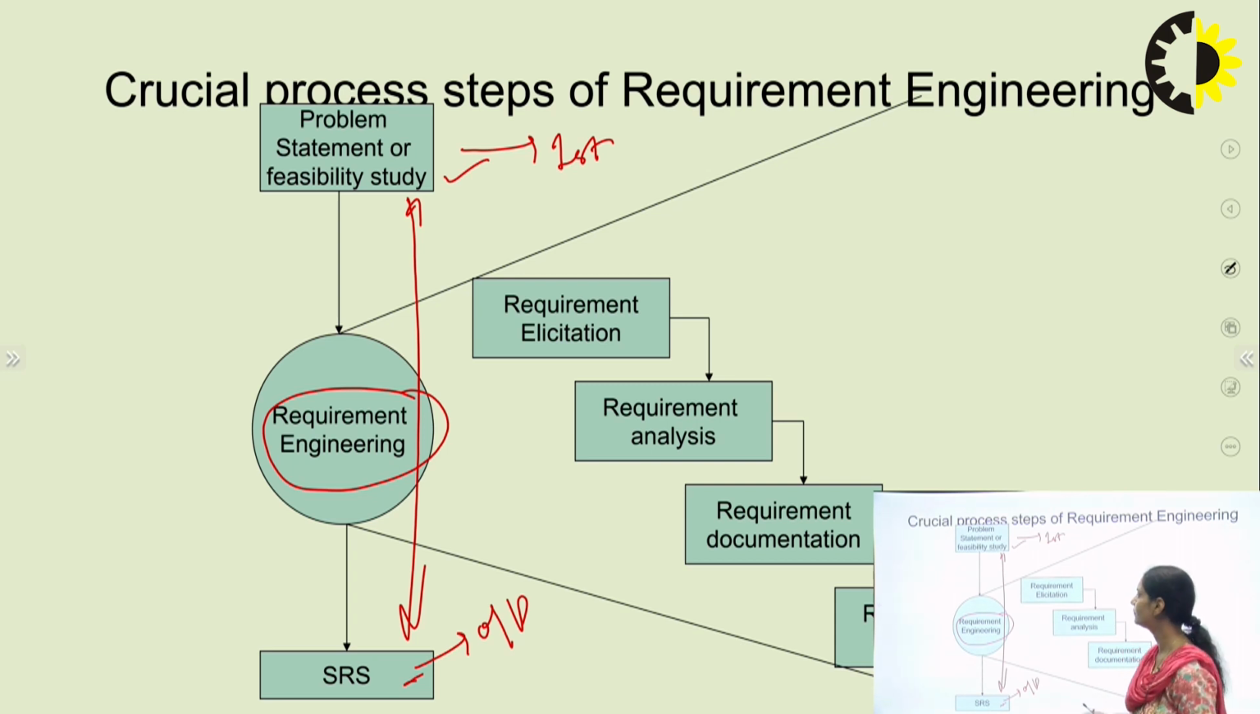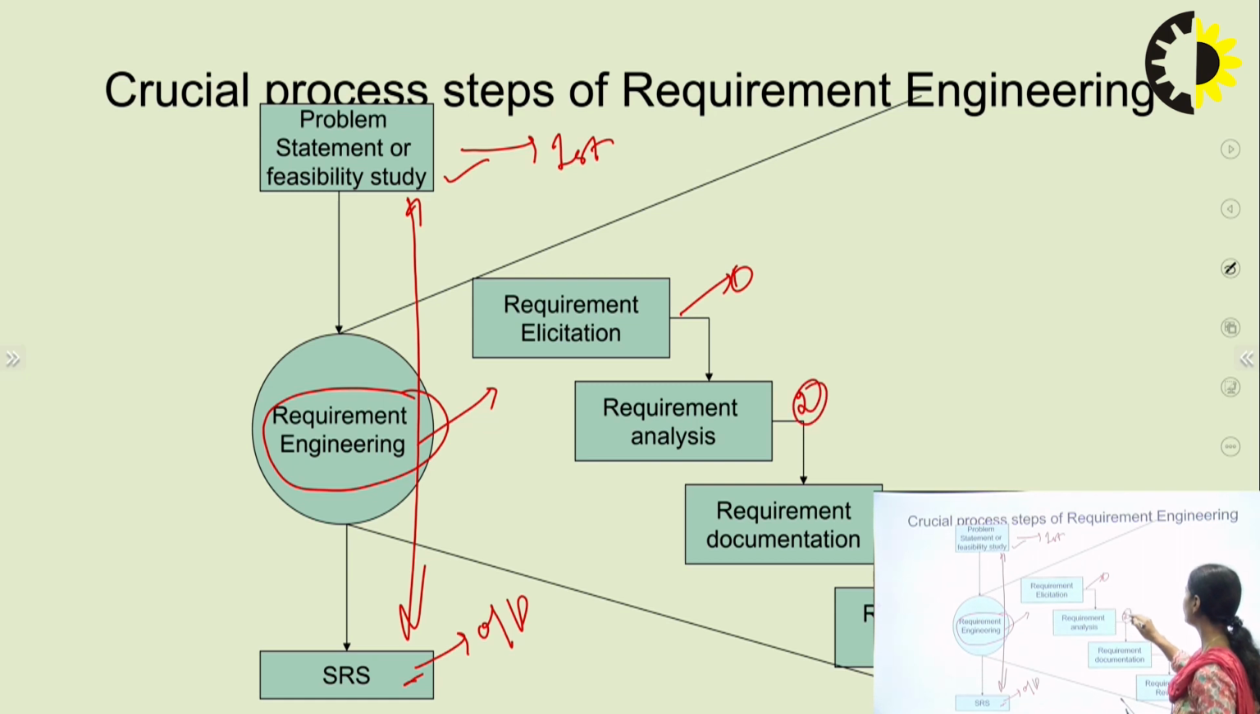We end up with the SRS, which is a contract between the user and the developer. Now coming to requirement engineering, we already discussed in the previous slide that the first step is the gathering of requirements. Then those requirements are analyzed, they are documented, and once they are documented, they are reviewed. So these are the four steps that we are going to study today about the requirement engineering process.